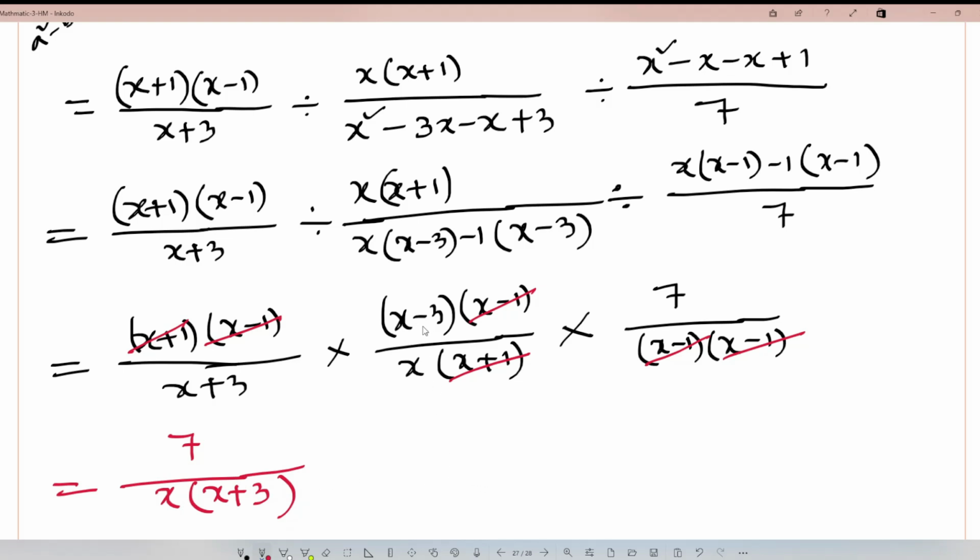And here is also x − 3, so 7 times (x − 3). This is our answer. So it's not tough math, I hope you understand.